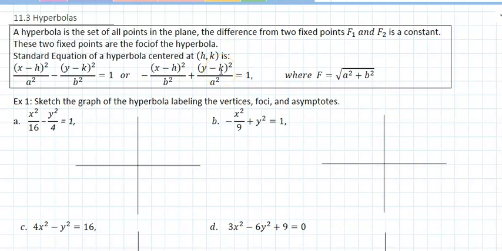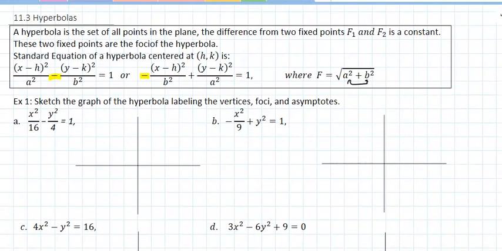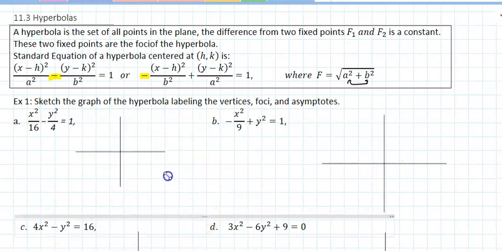Ellipses and hyperbolas look almost identical with one major exception. One of those is a negative. And in this case, the foci is the square root of the sum of those, so they're going to check which is bigger and which is smaller. So we have to do a few things here, a few things to label.